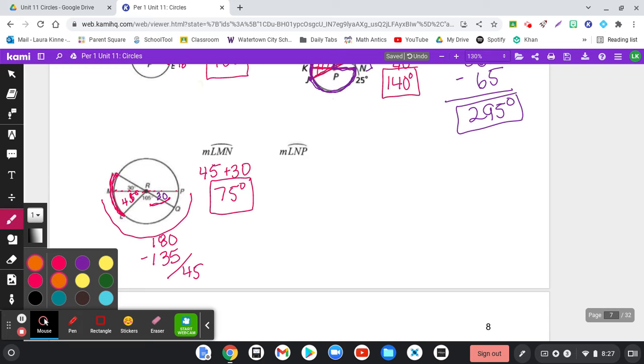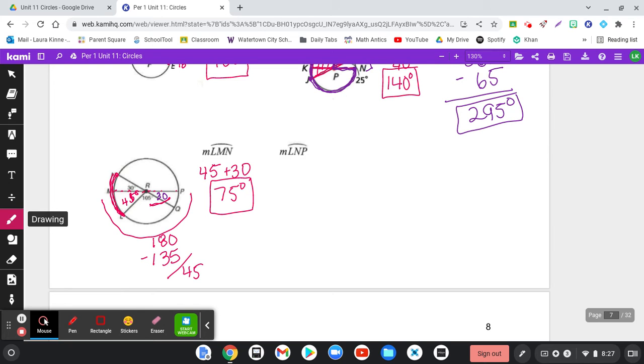All right, and then let's use a color that's going to show up here. Blue, I guess. Okay. So LNP now. So we're going all the way around here. Well, this is 180 degrees plus 45. That's all you got to do. 180 plus 45, because you have this semicircle plus the 45 extra. So it's going to be 225 degrees. All right, so that's it for central angles.